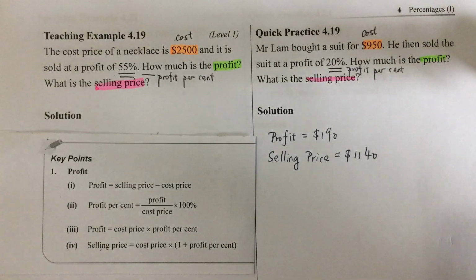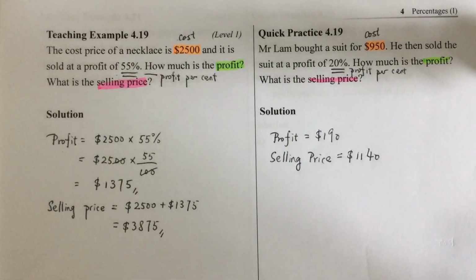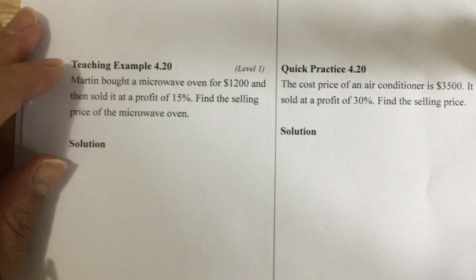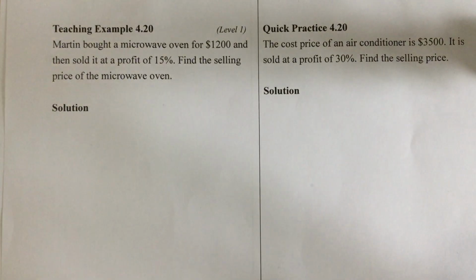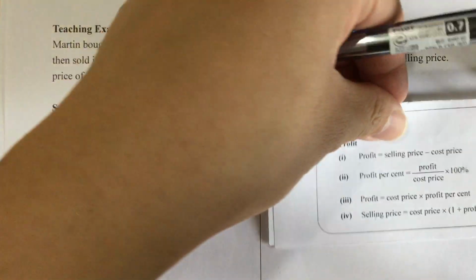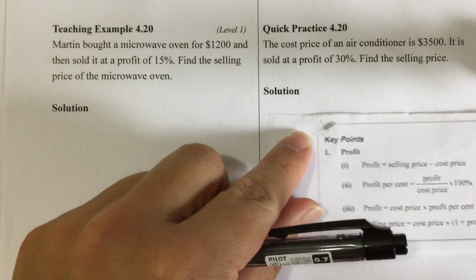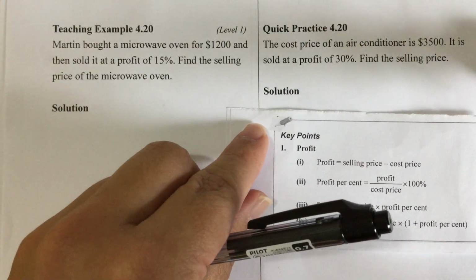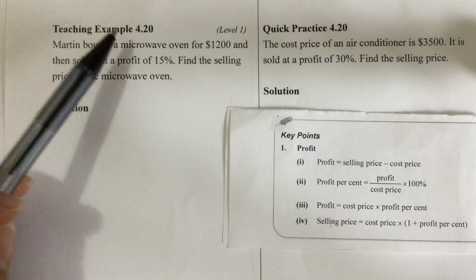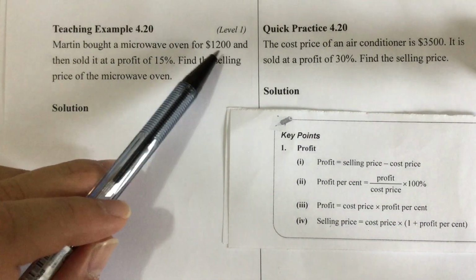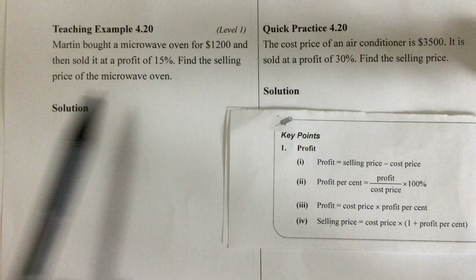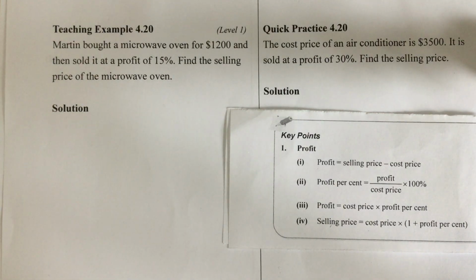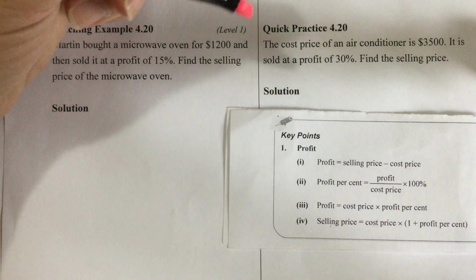Okay, now we will go to the teaching example 4.20 for you all. Okay, now this is teaching example 4.20 and quick practice 4.20. Okay, once again, this is profit, so I put it here. Martin bought a microwave oven for $1,200 and sold it at a profit of 15%. Find the selling price. So this time you are going to find the selling price.